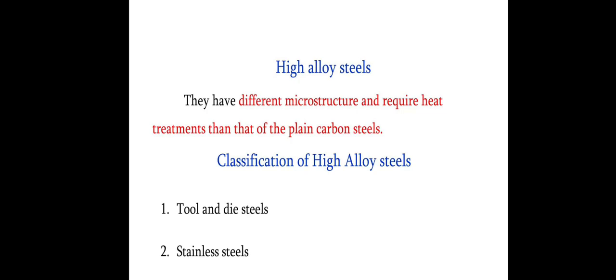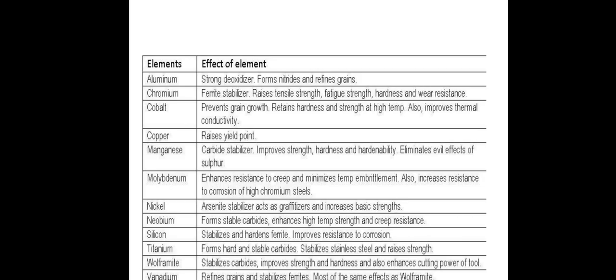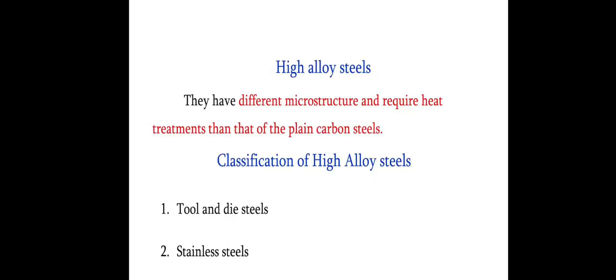High alloy steel. HSLA steel is also known as microalloyed steel. They have different microstructures and require different heat treatment from plain carbon steel. Classification of high alloy steel: tool and die steel, and stainless steel. Tool steels are high quality alloys used for tools, dies, etc., which require special characteristics of hardenability, wear resistance, resistance to softening on heating, and the like. Stainless steels are used to improve corrosion resistance.